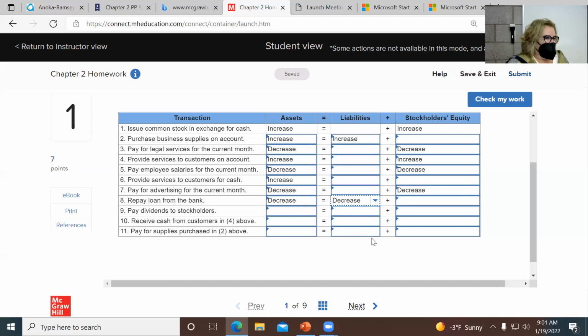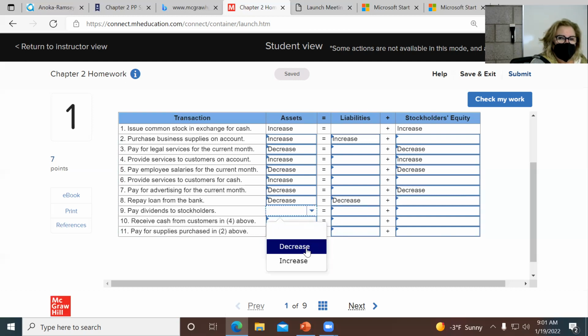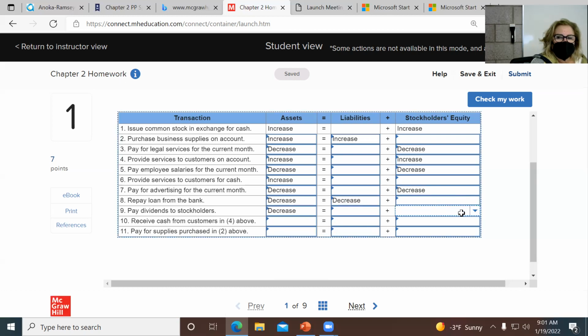When we pay dividends to shareholders, what do we use to pay dividends? Cash. Cash is decreasing. And stockholders' equity via retained earnings is also decreasing.